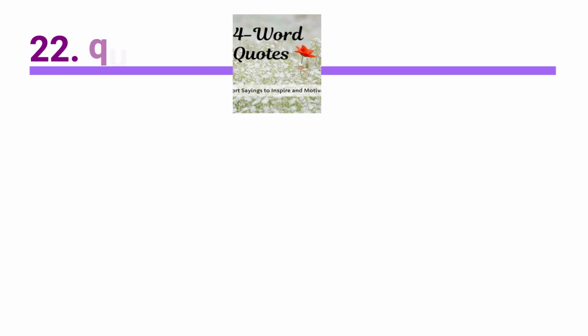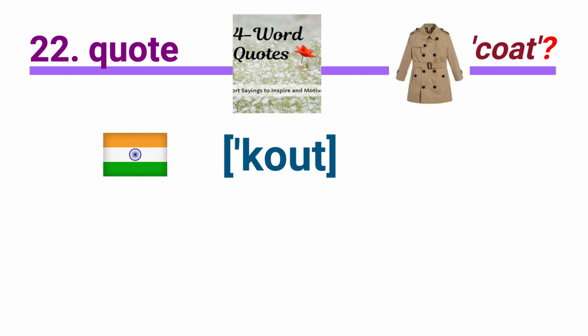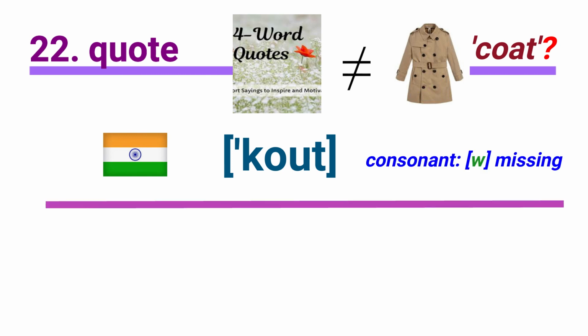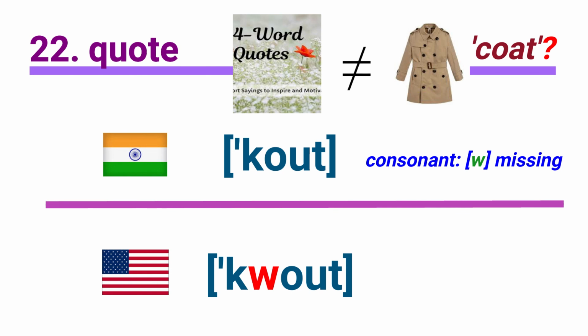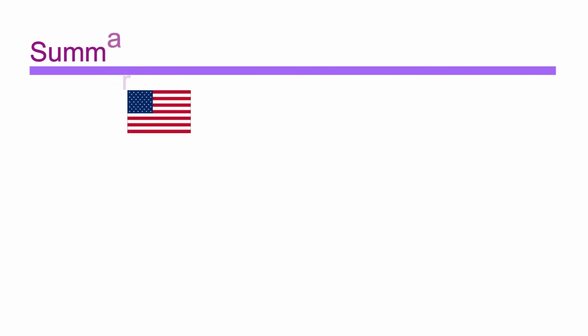Here comes our final difference, quote. My friends from India tend to pronounce it as "coat," just like coat. It has no consonant of W. And my American friends would pronounce it as "quote," with the consonant of W. Wow! We have finished 22 differences between Indian English and American English.